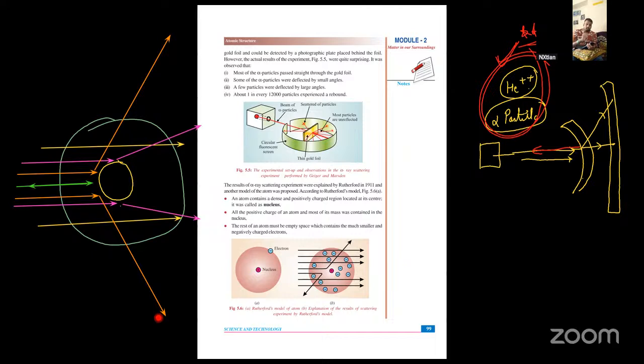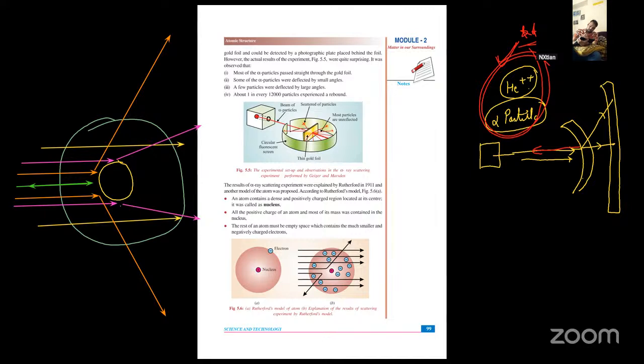And 1 out of 12,000 come back like a green line. So from this, he observed that there is something in the center which is stopping the alpha particles and not allowing them to move through it. Because in the first, this yellow line, there should be empty space. That's why the alpha particles are going directly. But in the center, something is there. So he called this center the nucleus.